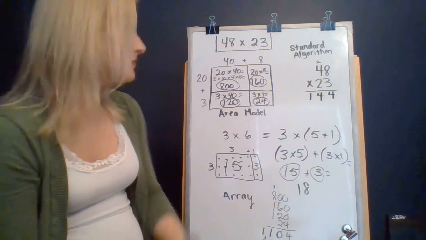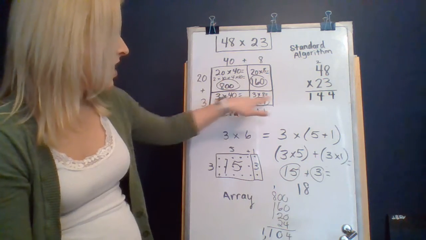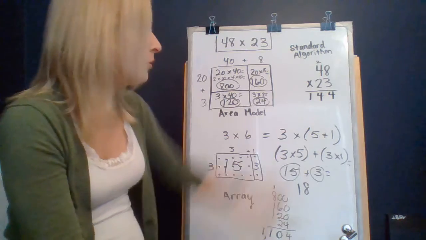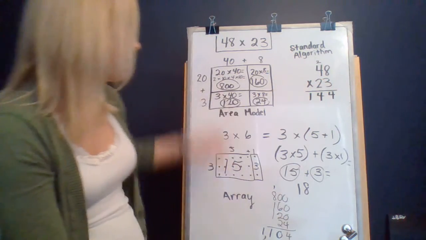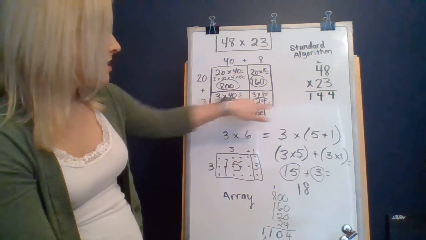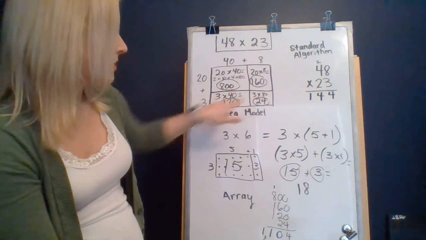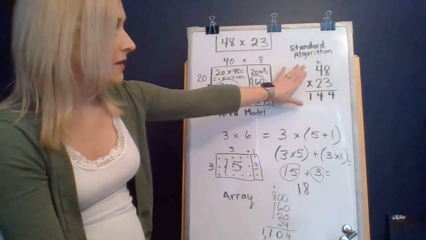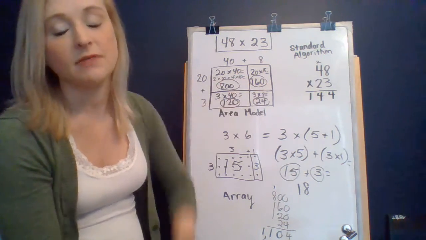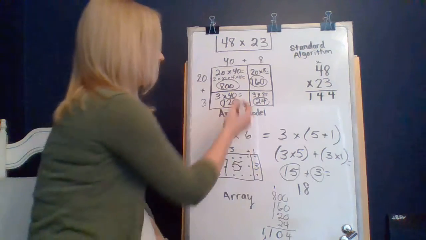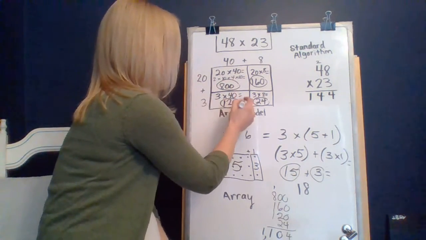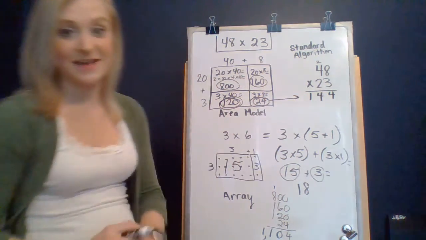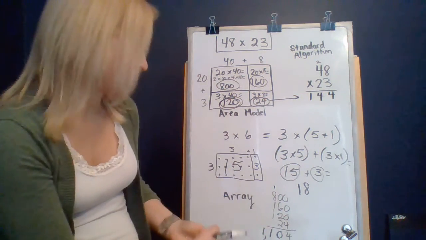If you haven't found it, it's actually the combination of this down here, because what you just watched me do was 48 times 3. So this bottom part of the area model is actually these two put together within the first partial product of the algorithm. So these two right here together make that. I think it is so cool how that works out.